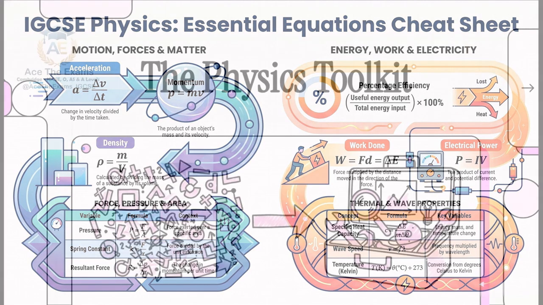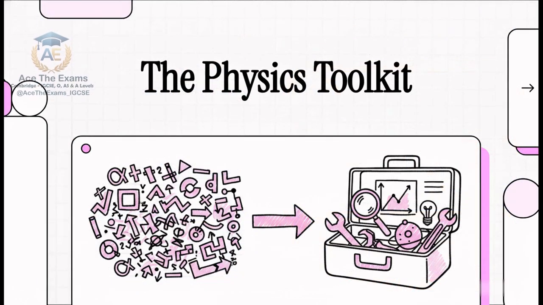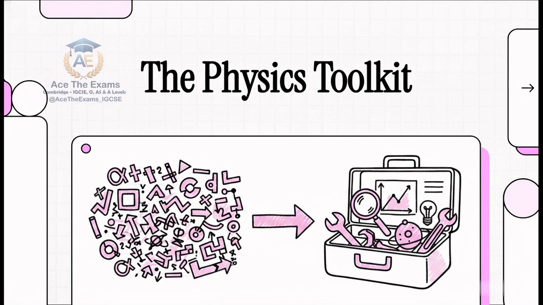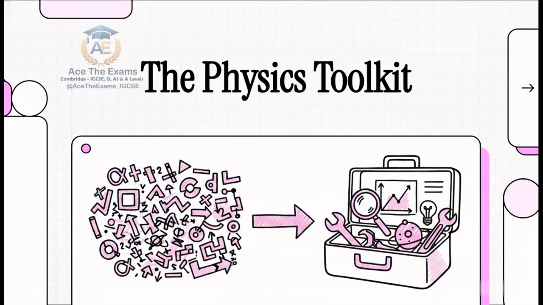Listen, if you've been studying Cambridge IGCSE physics, you've inevitably encountered it. You know exactly what I'm talking about, the official equation sheet. It is a dense, incredibly packed, and honestly sometimes downright intimidating list of formulas that govern our entire physical universe. But what if we completely shifted our perspective today? What if we looked at it differently?